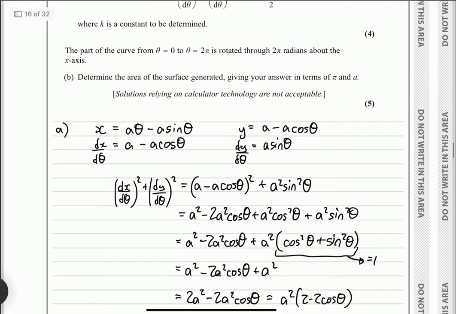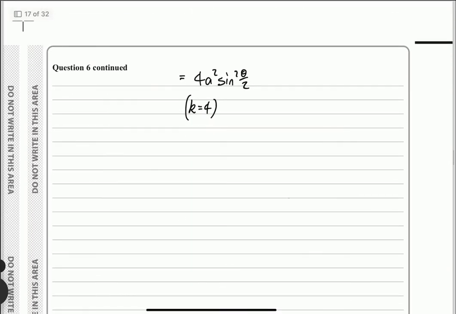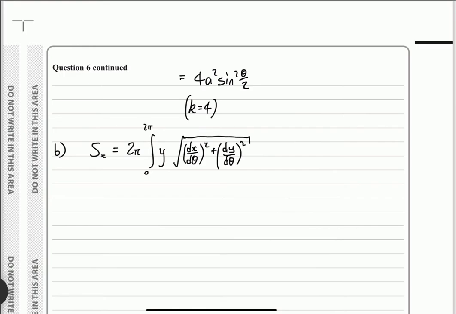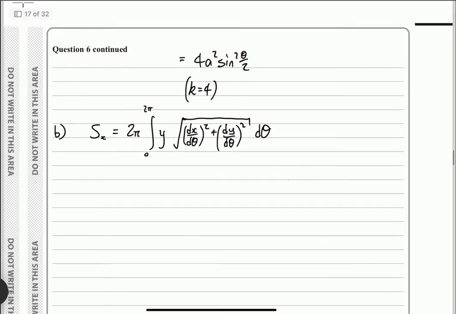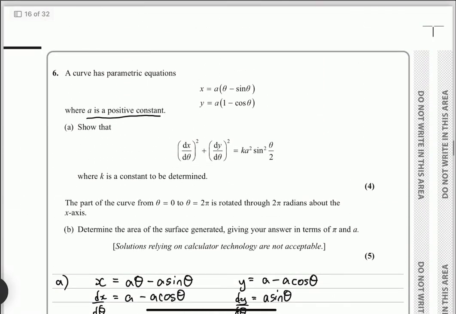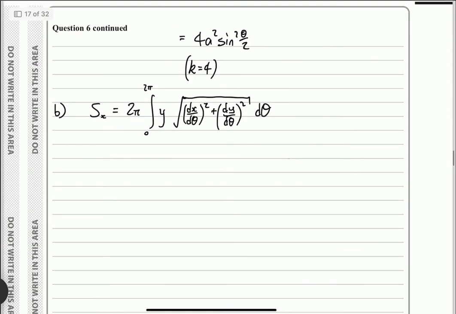Okay, this is another formula that is given in your formula booklet. It's the parametric form about the x-axis, and that is 2 pi, the integral from 0 to 2 pi, of y times the square root of dx by d theta, or dt I think in the formula booklet, plus dy by d theta, squared, with respect to theta. Now this thing inside the square root, we've done that in part A, it's right there, 4a squared sine squared theta over 2, and y is equal to a(1 minus cos theta).